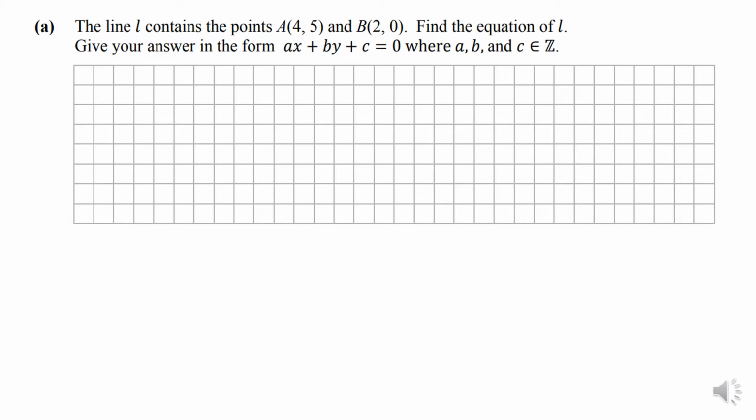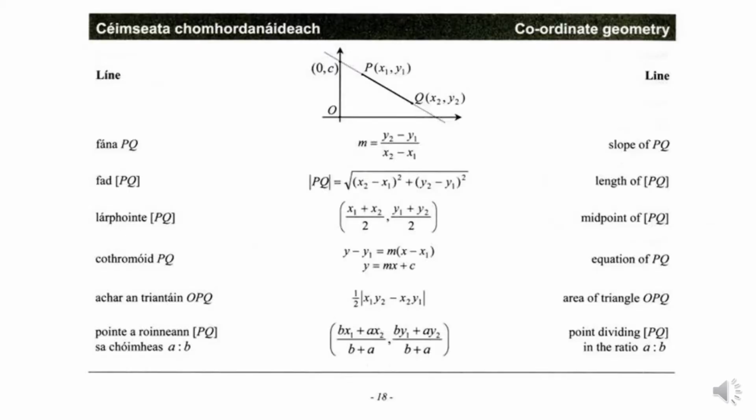Okay, so the question is giving us 2 points and asking us to find the equation of L. So we'll refer to our formula and tables book. You must first go to the coordinate geometry page of the line. It is page 18. We're not looking for length, we're not looking for midpoint, we're looking for the equation of a line. And it is this top one here that will allow us to insert information to generate the equation of the line.